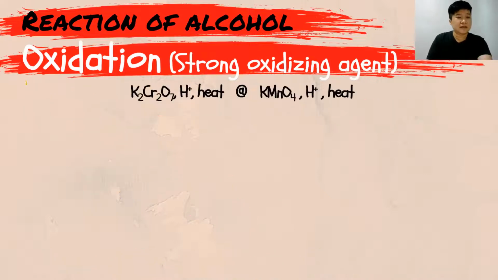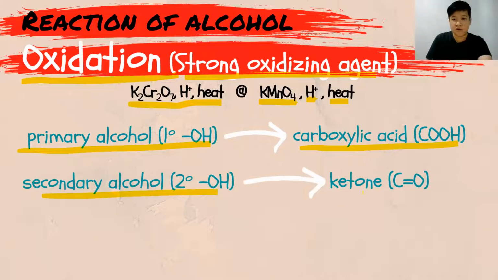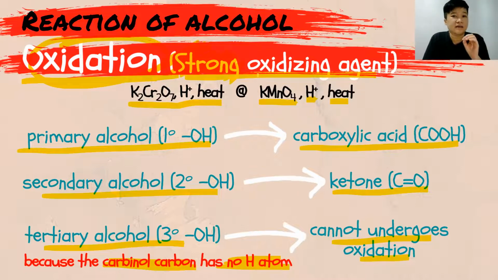Simple. As a conclusion for our oxidation by using a strong oxidizing agent, which is your K2Cr2O7, H+, heat or KMnO4, H+, heat, your primary alcohol will become carboxylic acid. Your secondary alcohol will become ketone, while your tertiary alcohol cannot undergo oxidation because the carbonyl carbon has no hydrogen atom. So this is the summary of the oxidation by using the strong oxidizing agent.